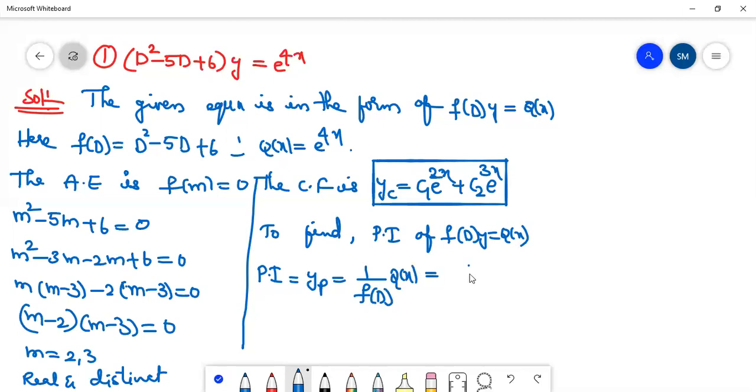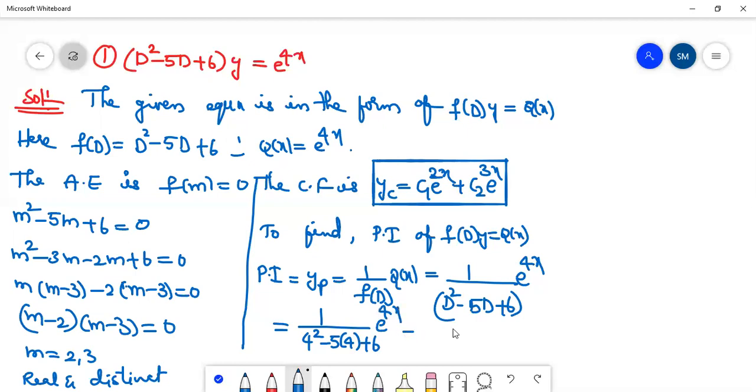It is equal to 1 by D square minus 5D plus 6 into e power 4x. What I have given idea, the x coefficient is 4. In the complementary function we have 2 and 3, so they do not coincide with 4. So the denominator part will not be 0. Then you can substitute D equal to 4: 1 by 4 square minus 5 into 4 plus 6 into e power 4x.